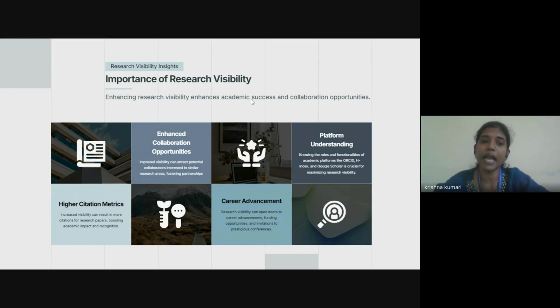And also, by having more citation metrics, it will enhance collaboration opportunities, because when our citation metrics get higher, we will get many collaboration opportunities at both the international and national level. So this helps us advance our career as an assistant professor or as a researcher, or whatever research work we are engaged in. These platforms, with their roles and functionalities, play a major role in making our research much more visible, and thus will help us increase our citations as well as the H-index.